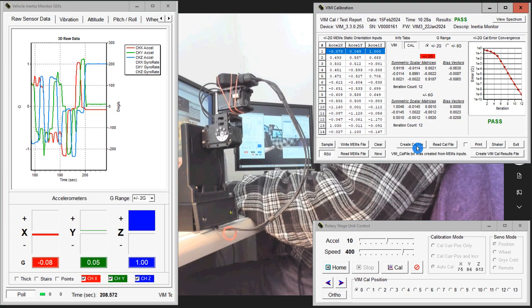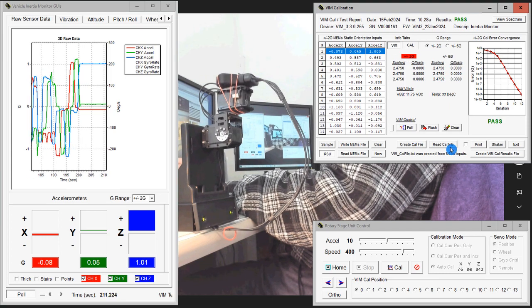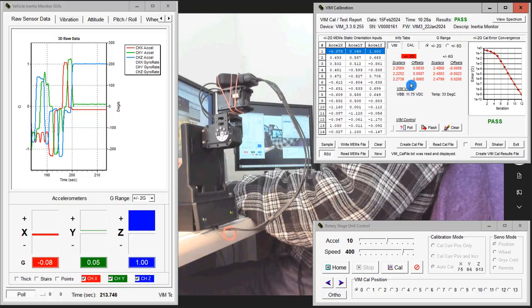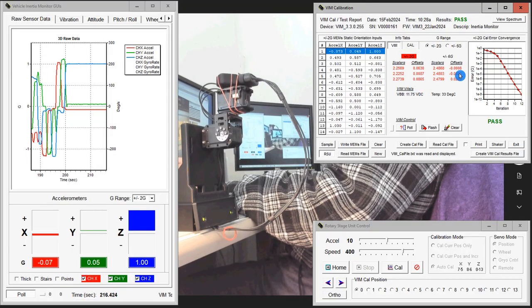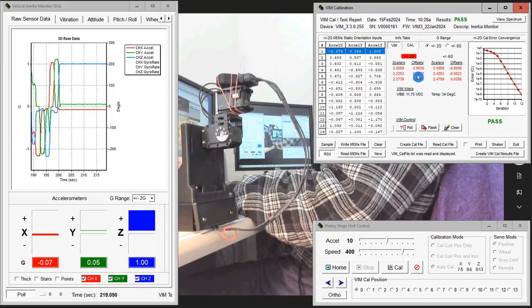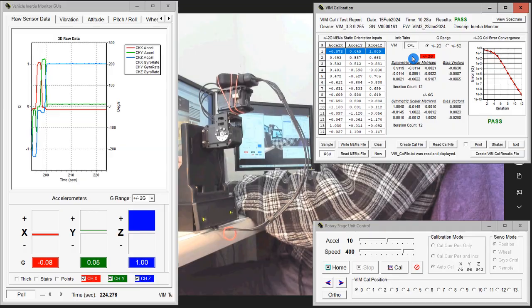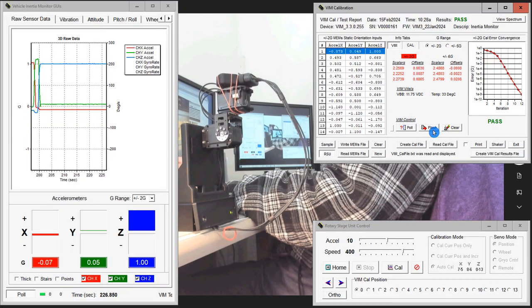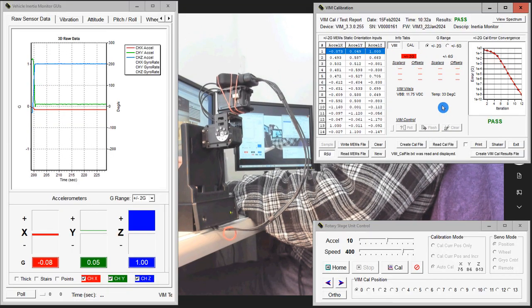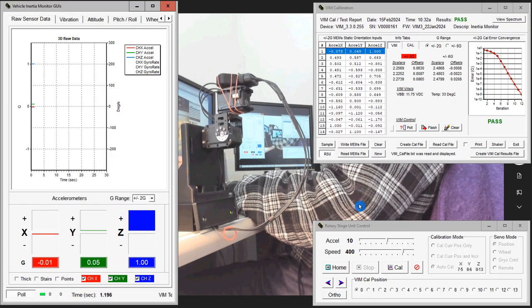The cal file is created, and then the cal file is read. You'll see here that these are the scalars and offsets in order to calibrate the 3-axis accelerometer. The calibration matrix compensates for cross-axis coupling between the axes. Once the calibration is formulated, it can be flashed to the device. This is all occurring across CAN bus, and then after it's calibrated, you can now review the accuracy of the calibration in the orthogonal mode of the GUI capability.